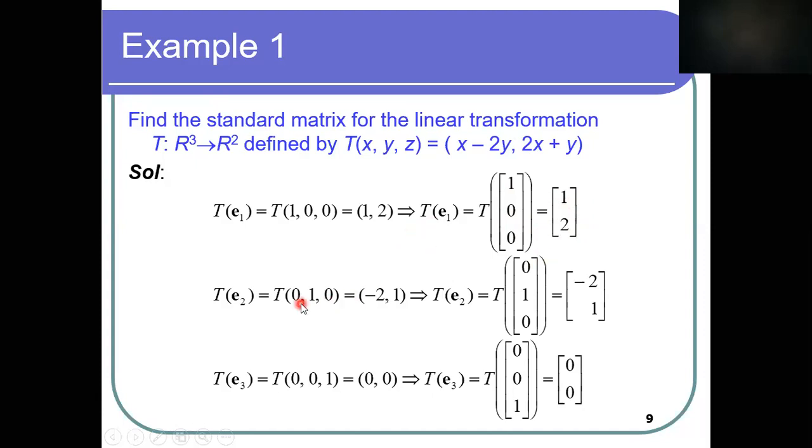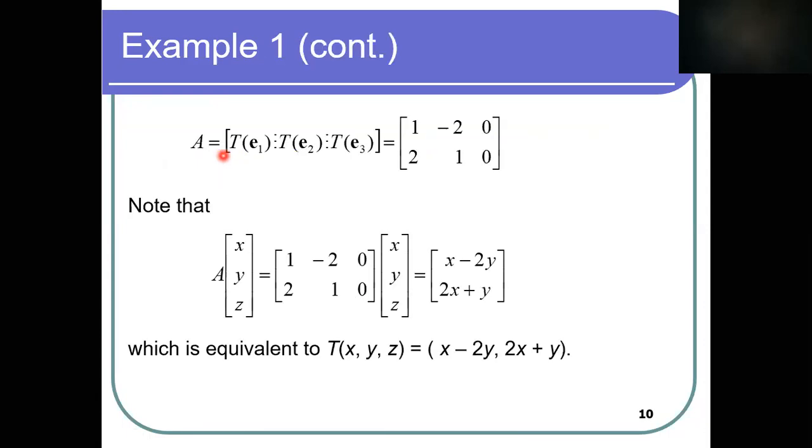Similarly, if you put the input (0, 1, 0), the output will be (-2, 1). So the second standard basis vector of R3 is mapped to (-2, 1). Similarly, if you apply T on the third standard basis vector E3 of R3, you will get (0, 0). As you can see, the matrix of this transformation is of order 2 cross 3. You put T of E1, T of E2, T of E3 as columns: 1, 2, -2, 1, and 0, 0. So the order of the matrix is 2 cross 3.